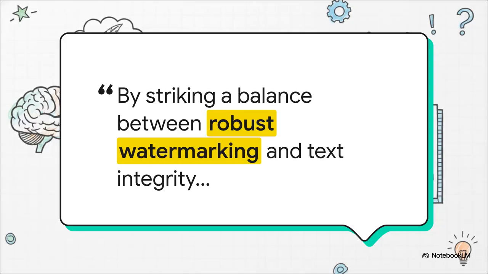Ultimately, our goal here is a delicate balancing act, perfectly summed up by this quote. By striking a balance between robust watermarking and text integrity, we can ensure a secure and authentic communication landscape in the era of advanced AI. As we deploy these incredible tools, from subtle watermarks to tracking perplexity and burstiness, we are actively trying to protect the truth and origin of our communication without destroying the readability and flow of the text itself.